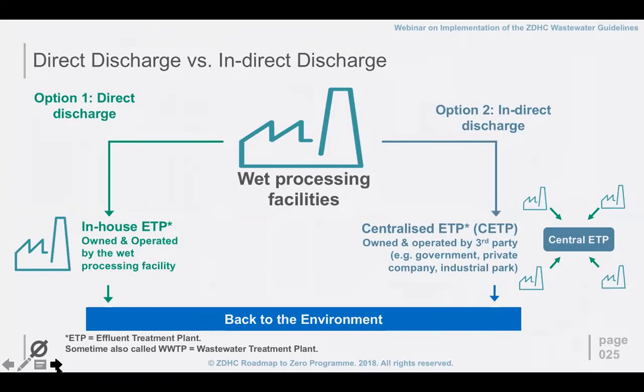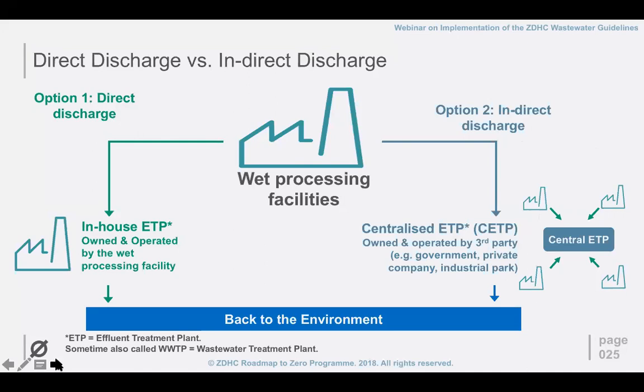So for wastewater discharges from wet processing facilities, there are two types of discharges. First is direct discharges, and the definition of those is when the factory, the facility, has an in-house effluent treatment plant that they own and operate. And then they discharge from that in-house ETP to the environment, almost always under a permit.